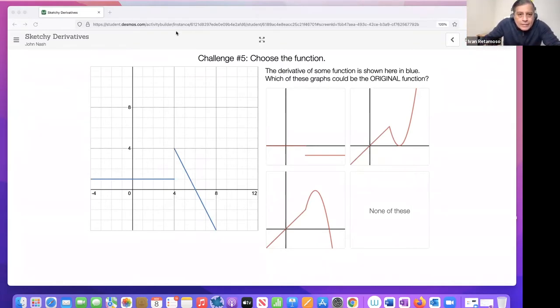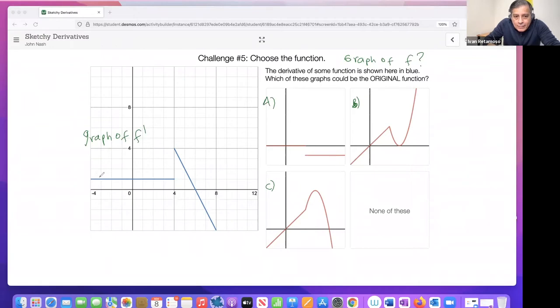Backward thinking. So this right here is the graph of the derivative, graph of f prime. You've got to figure out what is the graph of the original function, graph of f. It's very tricky. Which of these, let's call them a, b, and c, do you think should be the graph of the original function? Very tricky. I will give you a hint, right?